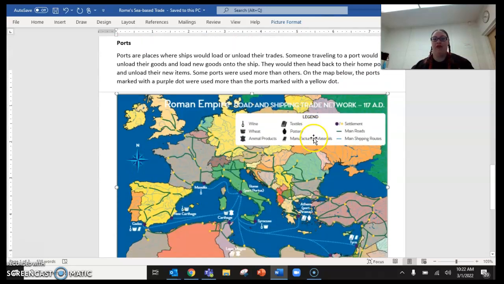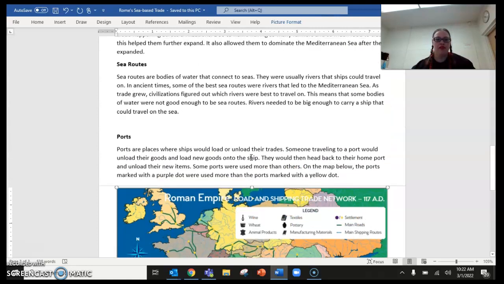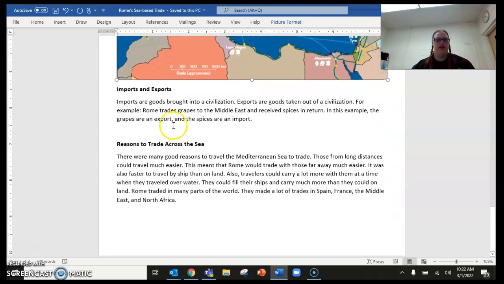I'm going to tell you right now, it's not because they were inland, because remember, those aren't ports. The question is asking, why is this port in Rome, this port right there, used more often than this port was? Okay. And then we keep reading, imports and exports.